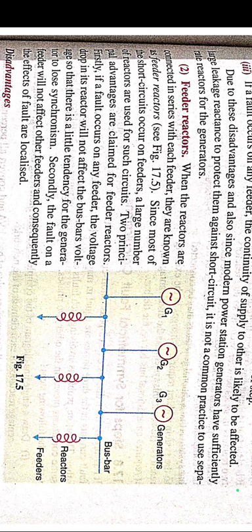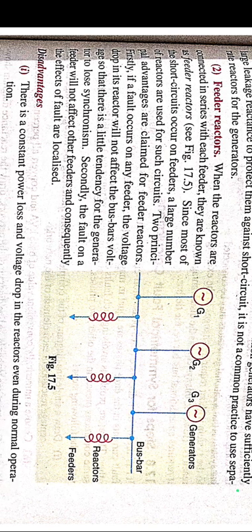Two principal advantages are claimed for the feeder reactor. Firstly, if a fault occurs on any feeder, the voltage drop in the reactor will not affect the busbar voltage, so that there is little tendency for the generator to lose synchronism. Secondly, a fault on one feeder will not affect the other feeders, and consequently the effects of the fault are localized.